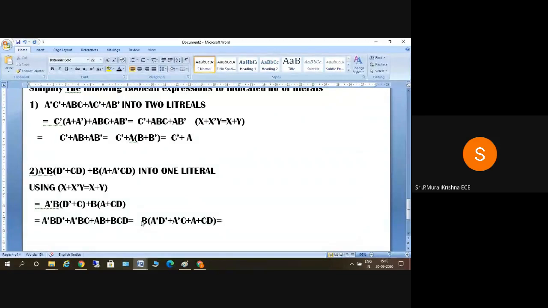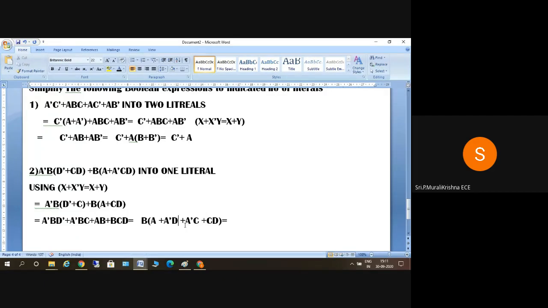Again I can check for any possibilities of minimization here. Check these two: A plus A bar D bar. This one, A plus A bar D bar, is X plus X bar Y. X plus, I can rewrite like this.